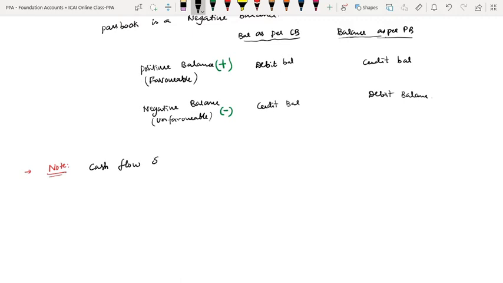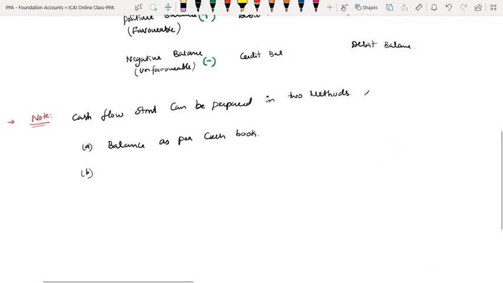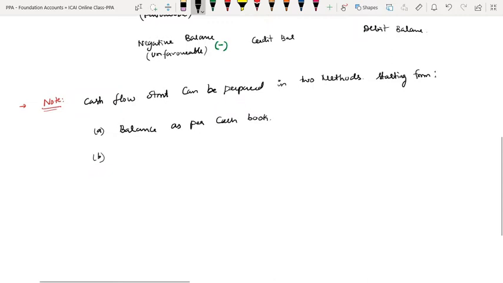Cash flow statement can be prepared in two methods. A. Starting from balance as per cash book. B. Methods. Add one more word. Starting from balance as per cash book.